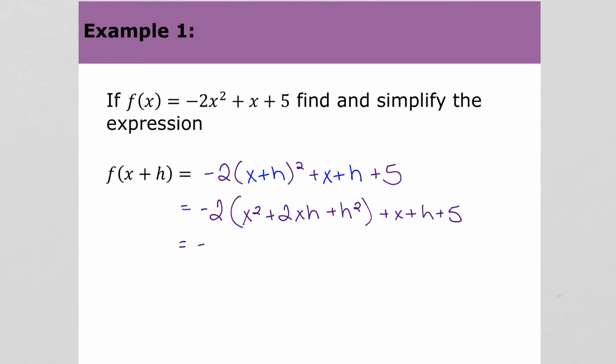Then we'll go ahead and distribute through that negative 2, and combine any like terms we have. There's not any. So that is f of x plus h right there, and that's as simple as we can get it. So that's where we stop.